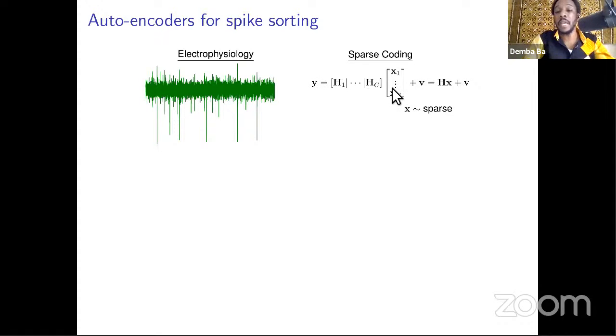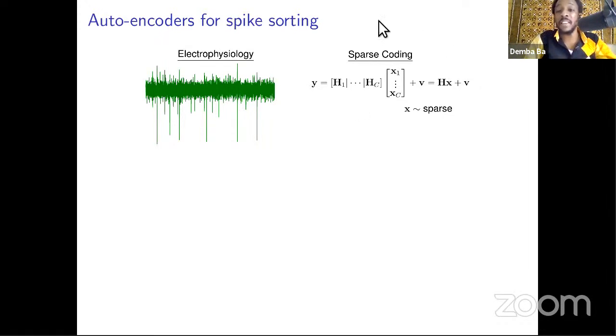The details I will go through in a second are not so important. What's important is that I can express this model in the form Y equals some matrix H times a vector X plus noise, and that this vector X is going to be sparse. Where does this assumption of sparsity come from again? It comes from the fact that we're going to assume that neurons are polite. They're not all trying to talk at the same time. So at any given point in time in this time series, only a few of the neurons are going to be active at the same time.